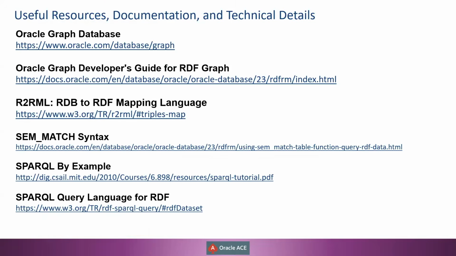Documents I got. By the way, that second to last one here, the Sparkle by Example one, that's the MIT one I was telling you about. They have a beautiful, just step through every single example and they show you exactly how to build Sparkle quite nicely. If you really want to get confused, go read the Sparkle query language for RDF knowledge from www.w3.org. It reads like an old COBOL manual. It's very difficult to understand unless you're steeped in understanding knowledge graphs in RDF already.